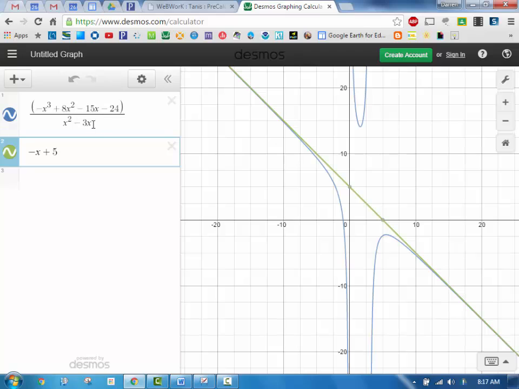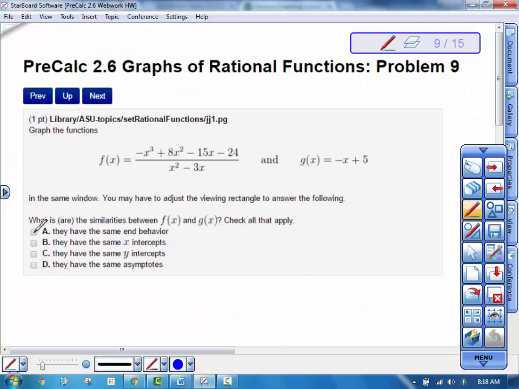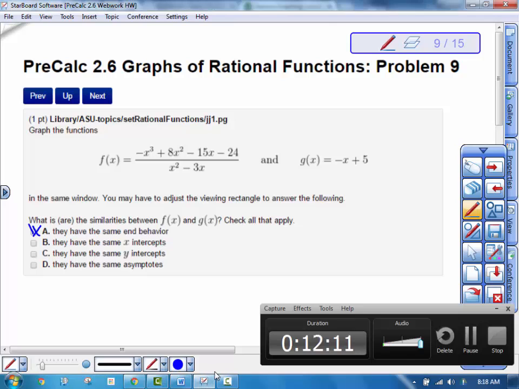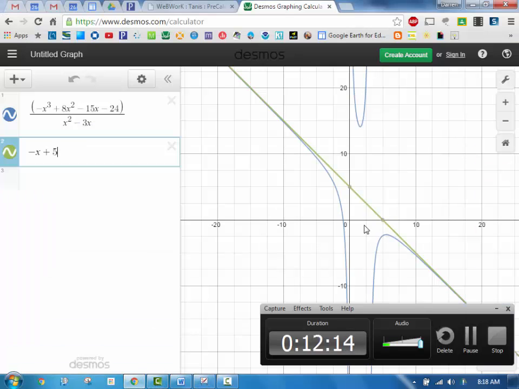Basically, the reason why that is because if you do the long division for this rational function, you get this line right here. So what that means is, when x is really, really big, the blue function becomes the line. All right. So that's all we have to say there is A. They have similar end behavior. They obviously don't have the same x-intercepts. If you look at this, they also don't have similar asymptotes because the blue function has vertical asymptotes that the green one doesn't have, obviously. So the only thing that's the same is the end behavior.